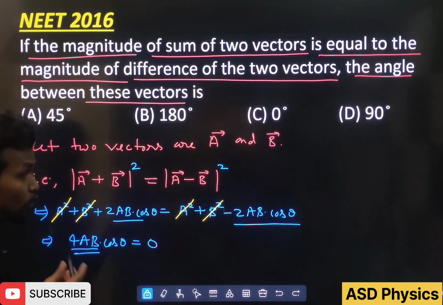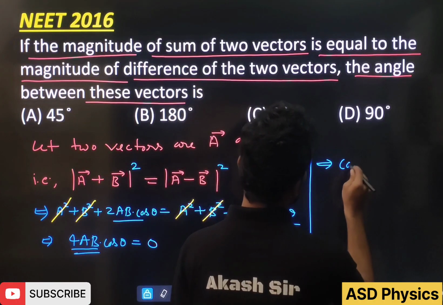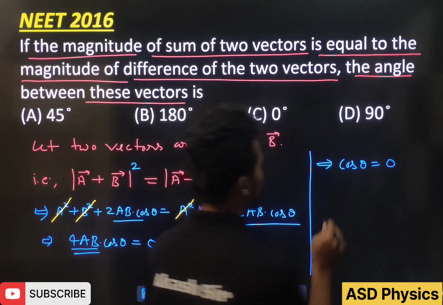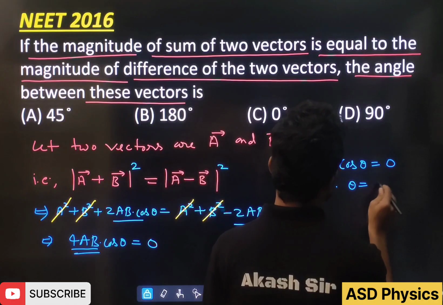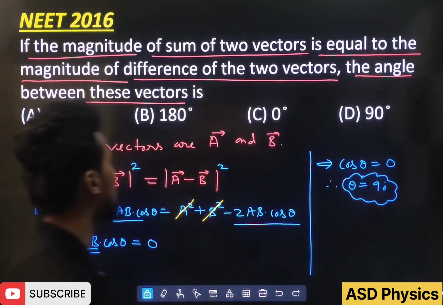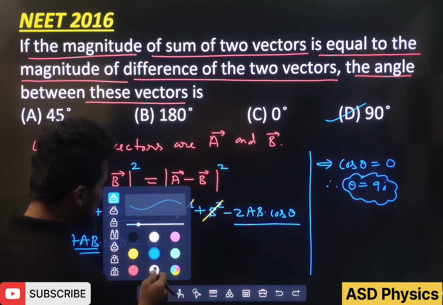You know very well this 4AB cannot be 0. That means what will happen, as 4AB cannot be 0, this cos theta should be 0. So when cos theta is 0, what will happen, this theta will be how much here? 90 degrees here. 90 degrees. Now, so the correct option is what? The correct option is here. Option D is the answer.